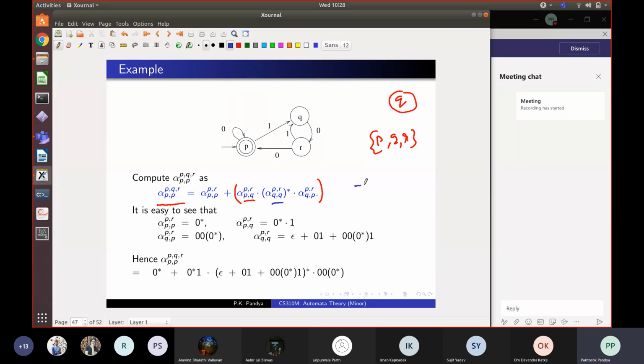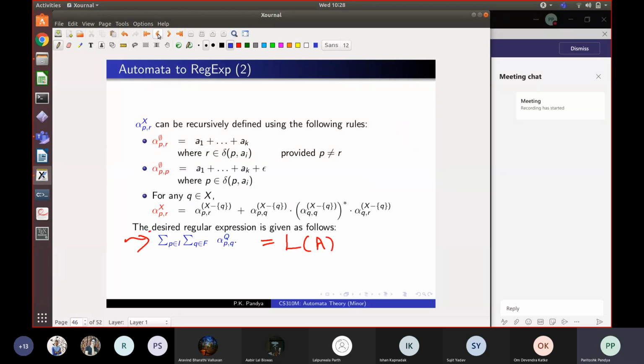So is this line clear to you? Because then we are going to calculate all of these subterms. And this line is obtained by applying this equation.